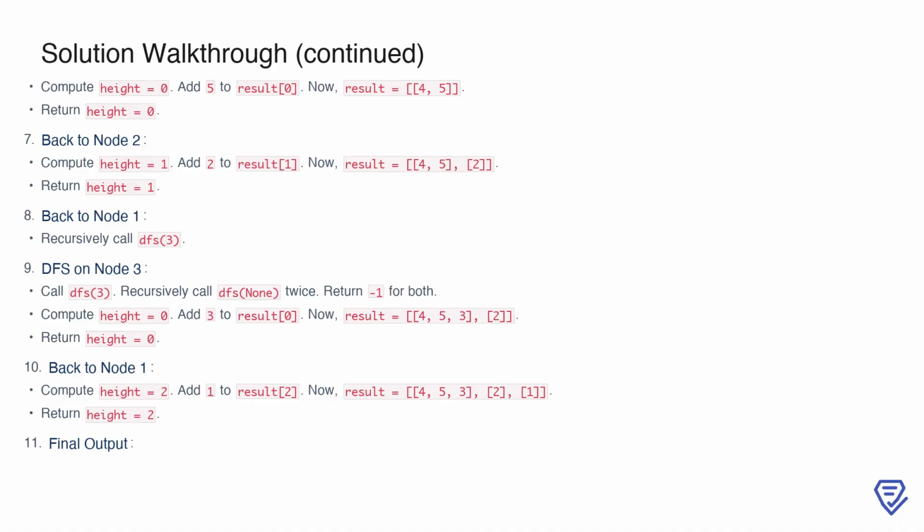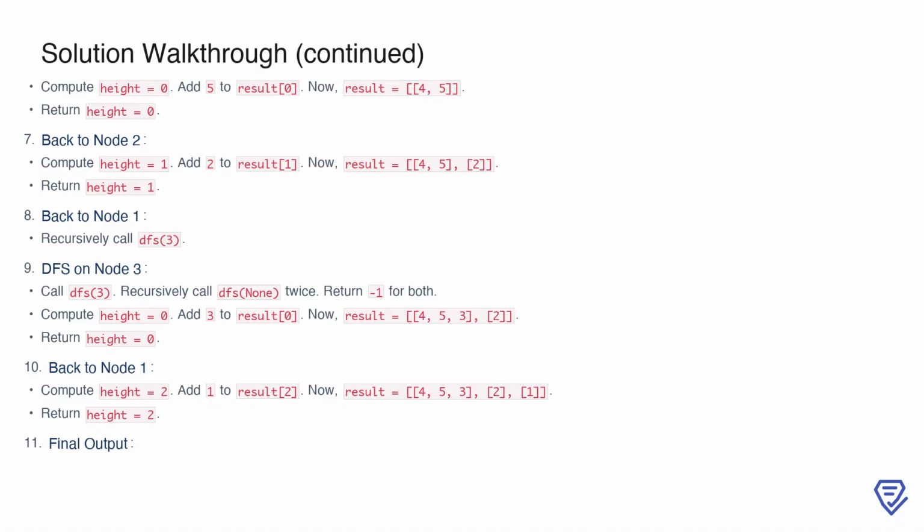Back at node 2, with heights of 0 from both children, we compute its height as 1. We ensure result has space for height 1, appending an empty list if necessary, and add node 2 to result[1]. The result list is now [[4, 5], [2]]. The height of node 2 is returned to node 1. We then process node 1's right child, node 3. Since node 3 has no children, recursive calls to DFS on None for both of its children result in heights of -1.